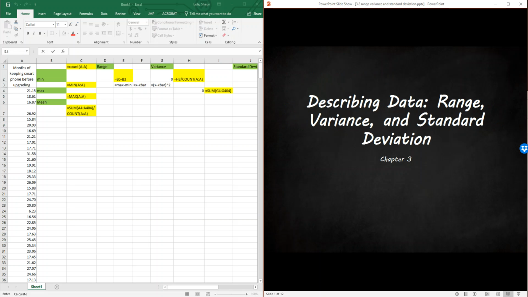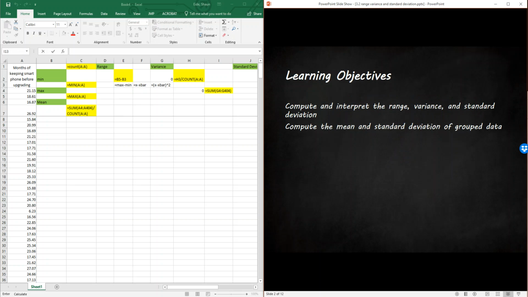Okay, in this lesson we're going to be going over range, variance, and standard deviation. We're going to be doing this a little bit differently this time, with the Excel sheet on the left-hand side and the PowerPoint on the right-hand side. We're going to be going through the lesson, doing both at the same time.